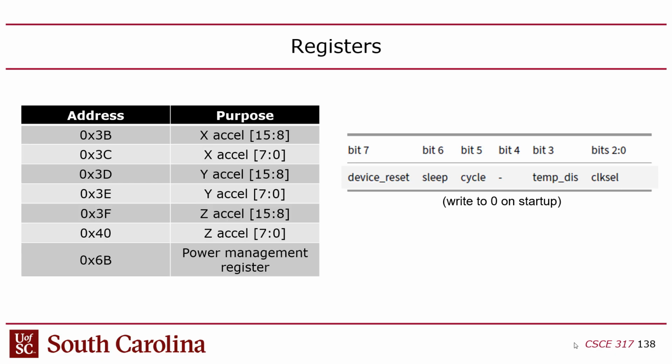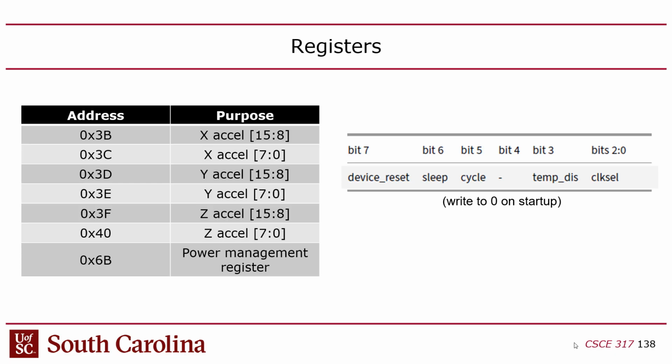Now, once you have that done, then you can read the x acceleration, the y acceleration, and the z acceleration, but they're 16-bit values, and I2C is an 8-bit protocol. So you're going to have to read two 8-bit values for each of these, and they're in different registers. Register 3B is the upper 8 bits of the x acceleration, and register 3C is the lower 8 bits. So you're going to want to read them both.